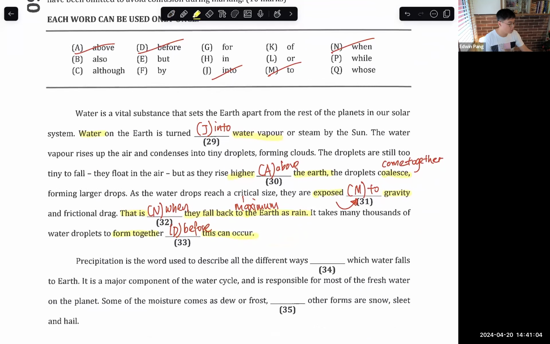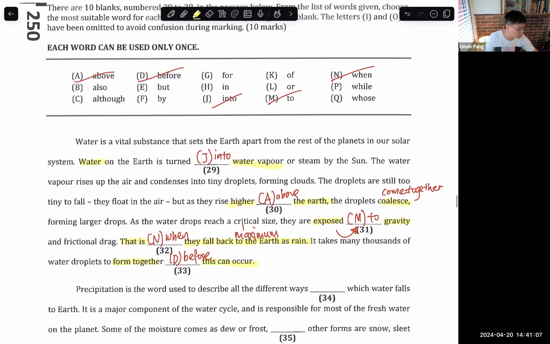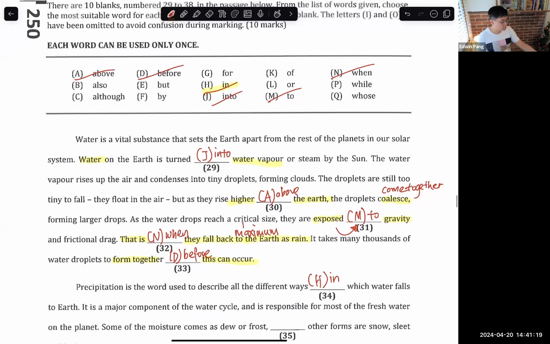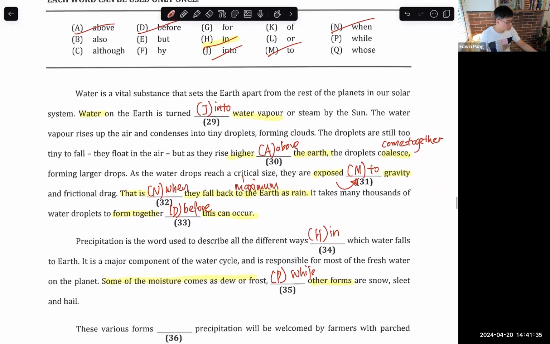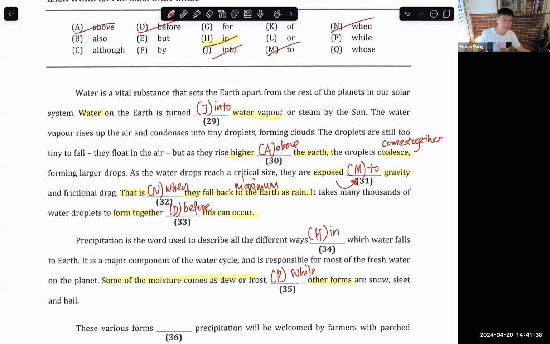Precipitation is the word used to describe all the different ways in which water falls to the earth, all right? It is a major component of the water cycle. It's responsible for most of the fresh water. Some moisture comes as dew, while other forms are snow, sleet, and hail. Okay?